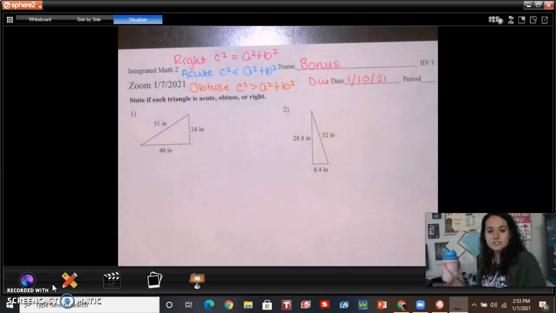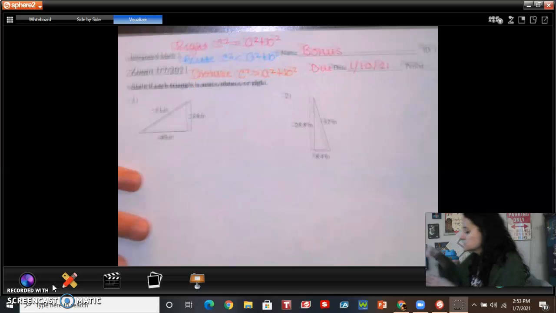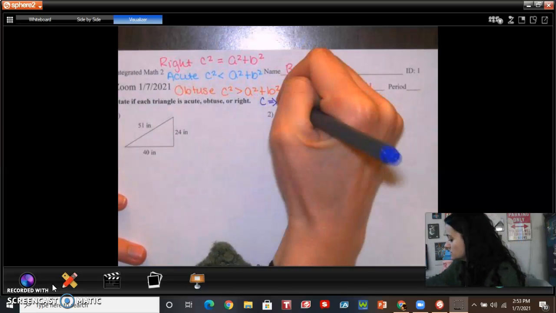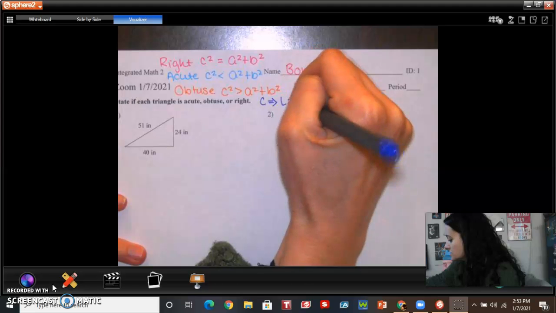And you're like, okay, if it's acute or obtuse, there's no hypotenuse, so what is c going to be? Well, you just need to remember that c is always going to be the largest number.